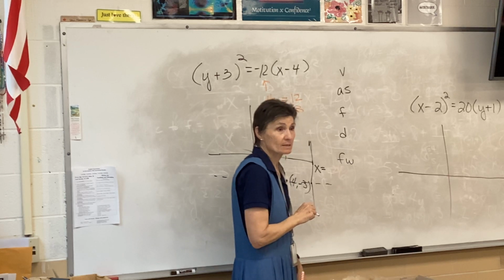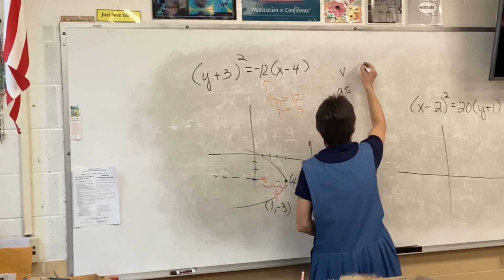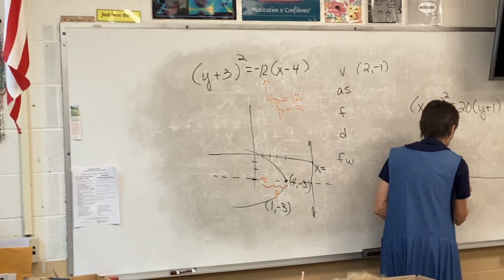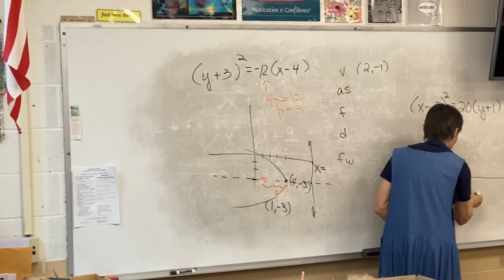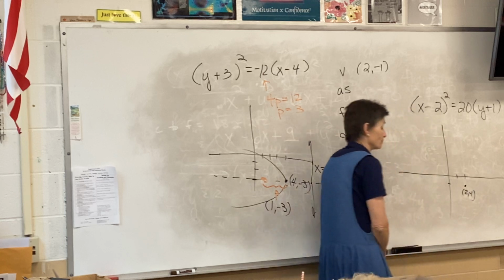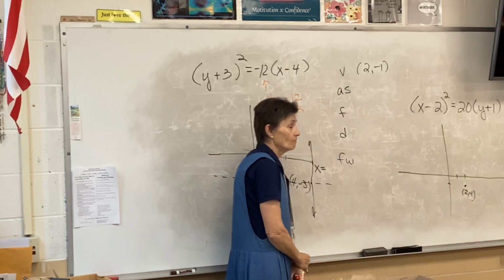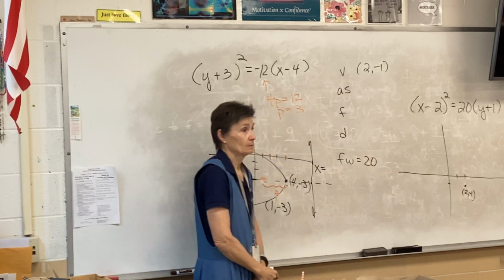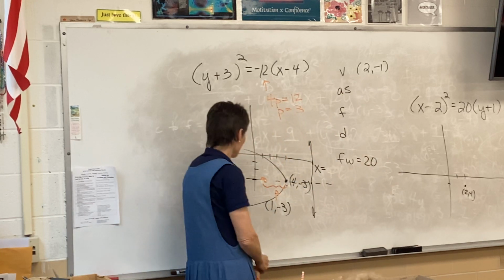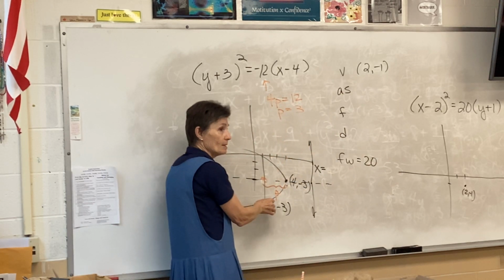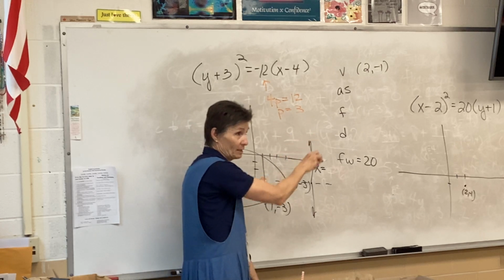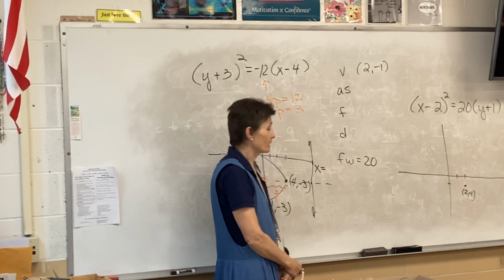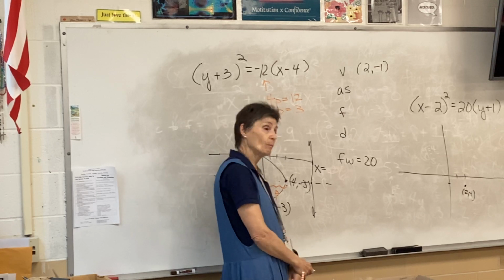Vertex is 2, negative 1. So over 2, down 1: 2, negative 1. Focal width is 20. So remember, this is the focal width right here. So that's a really fat parabola. Not that that matters because no one's looking at your graph, but anyhow. All right, what else do we know?